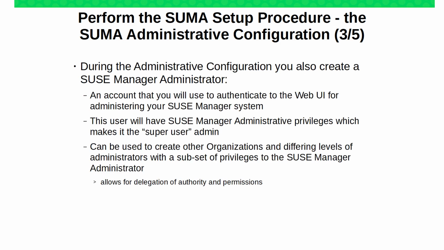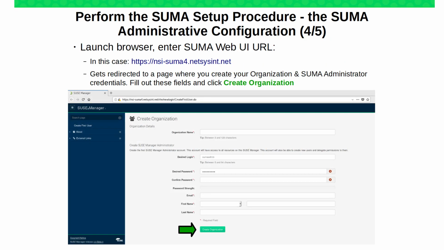The first administrative type user you create during the administrative configuration stage has the SUSE Manager administrative privileges that make this user the super user of the entire SUMA system. This administrative user can then in turn be used to create other users. These users may have a subset of the privileges that were granted to the SUSE Manager administrator. This capability provides large organizations with the flexibility to grant authority and permissions in order to distribute the administrative and management workload. The screenshot shown here is the screen used to provide the information needed in the administrative configuration stage.